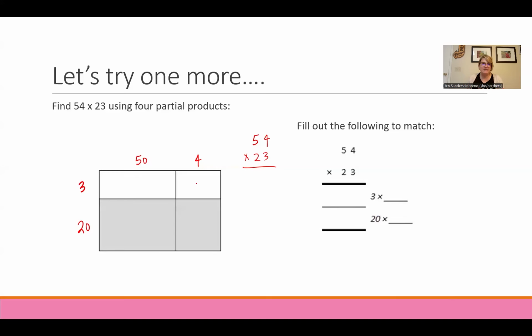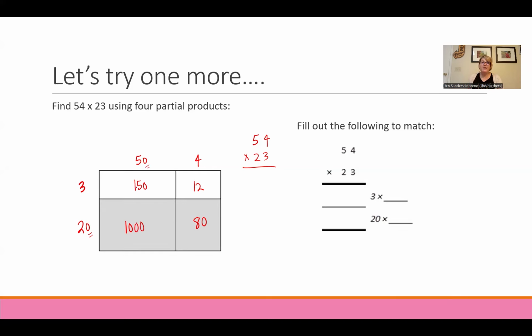Filling in those little boxes. 3 times 4. 3 times 50. So that'd be 15, add a 0. 4 times 20. 50 times 20. This one's a little bit trickier. 5 times 2 is 10. And then I still need to add the 2 zeros.